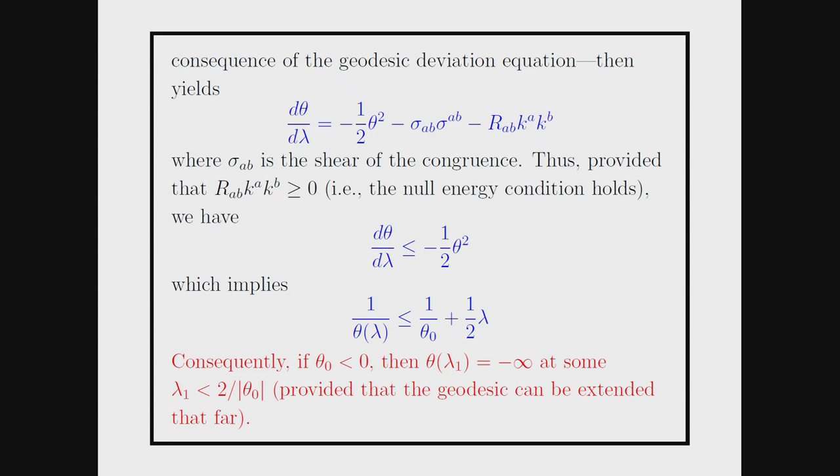Well, what's remarkable about this result is that it says that if you initially have negative expansion, so you're converging, then in fact 1 over theta is going to have to go to 0 within a finite affine parameter. That means the expansion, I think I may have a sign mistake in this. This thing is negative, so this goes to 0. That means the expansion goes to minus infinity, it's correct as written, at a finite affine parameter.